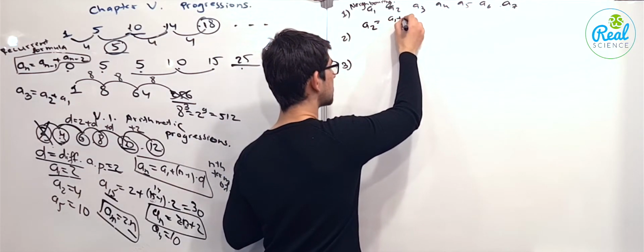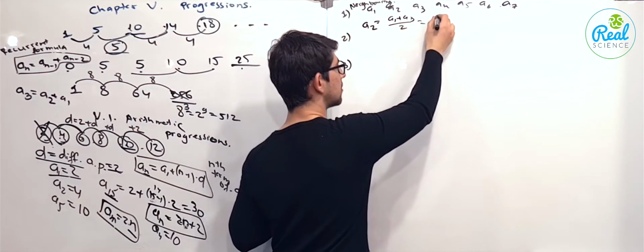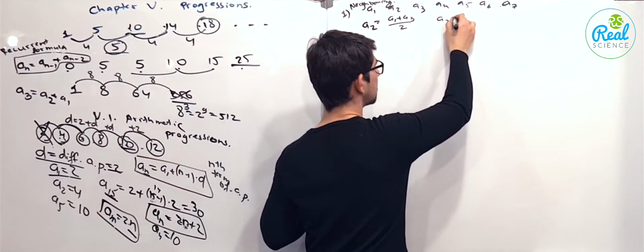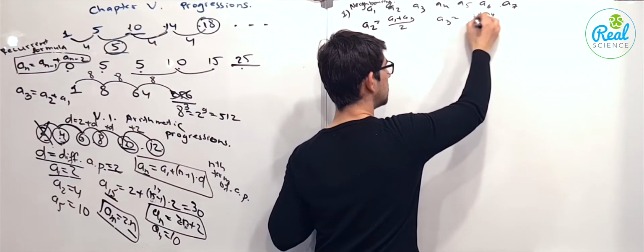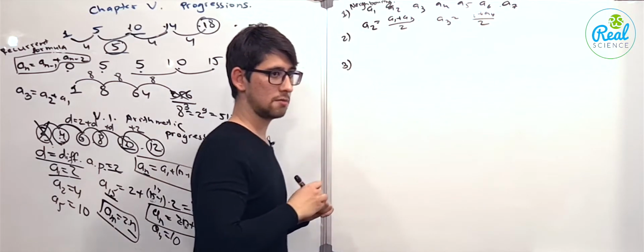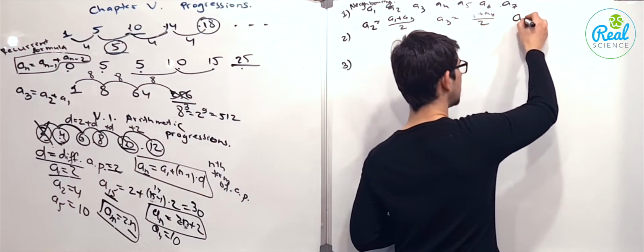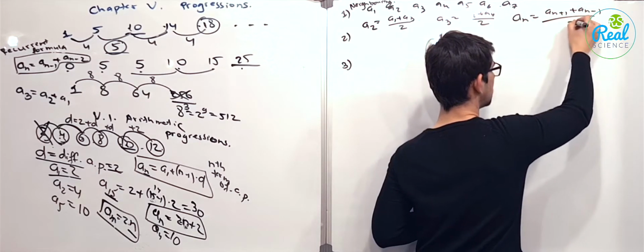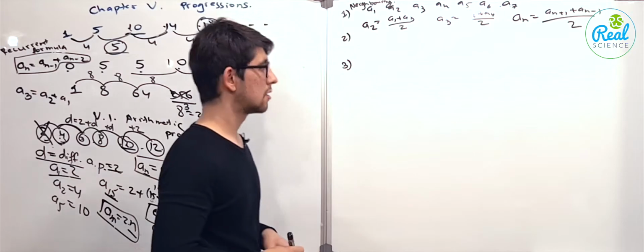A2 equals A1 plus A3 over 2. And for A3, it will be equal to A2 plus A4 over 2. Okay? Or in general, an equals an plus 1 plus an minus 1 over 2. Okay? This is the first property.